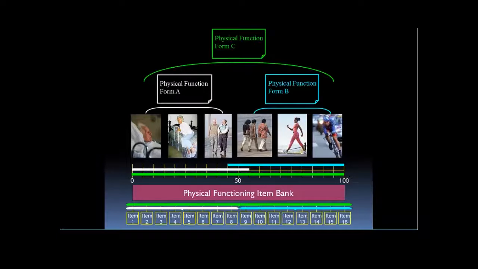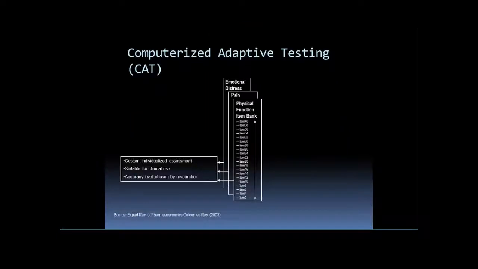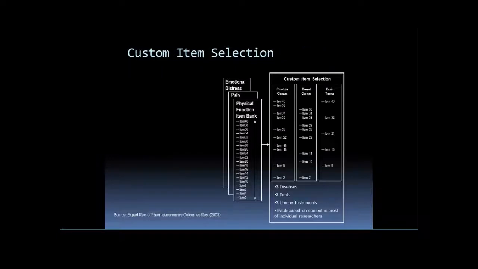Now, if I give a full range short form, and that's not a bad idea if I don't know the population, I have used some of my items, some of my respondent time, to ask about bedbound while I have some people who are athletes. So, computer adaptive test, custom individual assessment, suitable for clinical use. We'll get into that more in a few minutes.